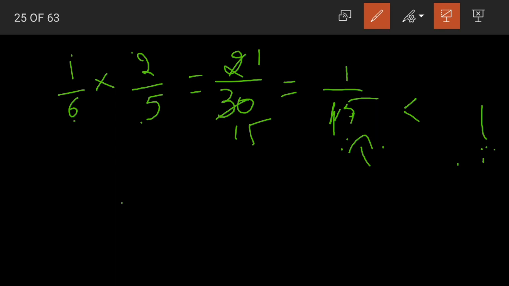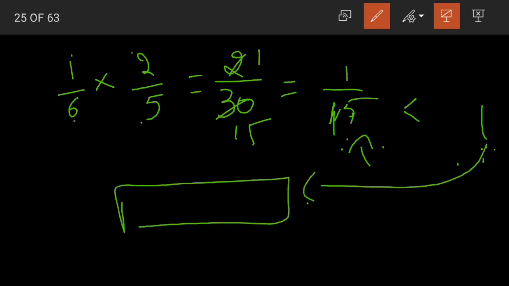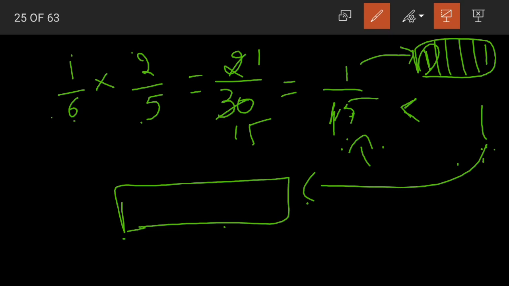Simply if we apply some logic, suppose you have one packet of biscuits. This is one whole packet, and on the other hand you have one part of 15 parts. If there are 15 biscuits in the packet, you have only one biscuit with you. So is one biscuit greater or one packet containing 15 biscuits greater? Obviously the whole packet is greater. So 1 by 15 is less than 1. What did we conclude from this? The product of two proper fractions is less than 1.